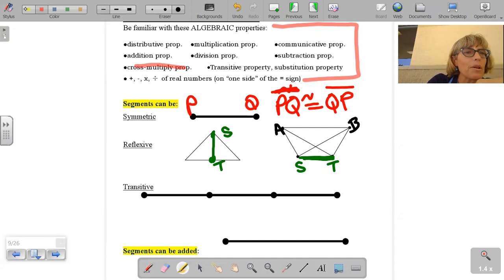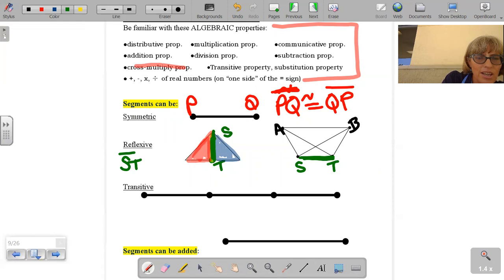Reflexive means a segment that's shared by 2 distinct triangles. So if you look here, I have a triangle on that side, and I have a triangle on this side, and a segment that is shared by 2 entities. We write it like this. ST is congruent to ST.